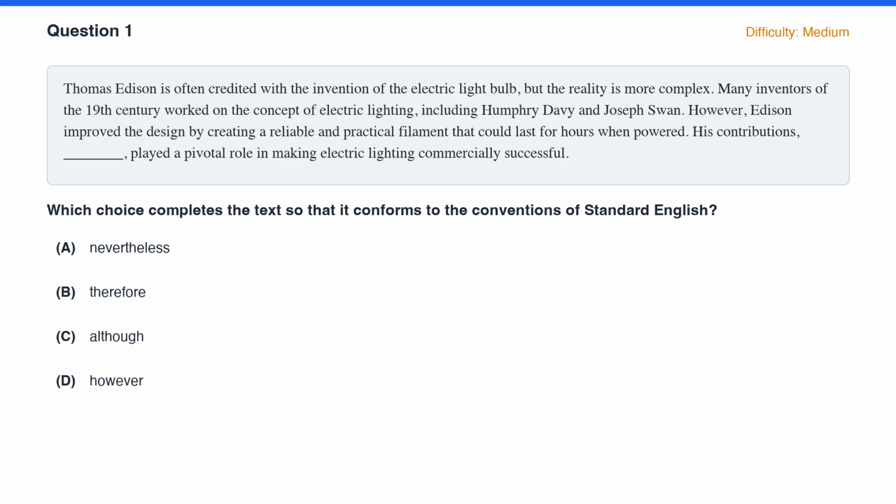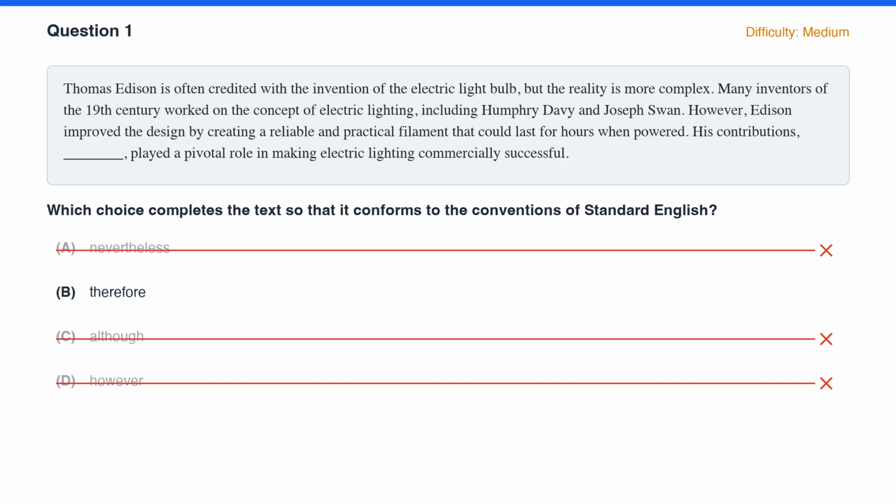3 of the options are contrast or concession words, and only one signals a cause and effect relationship. Identifying the logical link between Edison's reliable filament and the commercial success of electric lighting is the key to picking the right transition. Choice A, nevertheless, implies a contrast, but the sentence reinforces rather than opposes the prior point about Edison's improvement. Choice C, although, introduces a concessive clause which does not fit the structure of this independent sentence. Choice D, however, also signals contrast, yet there is no opposing idea between Edison's reliable filament and the lighting's success.